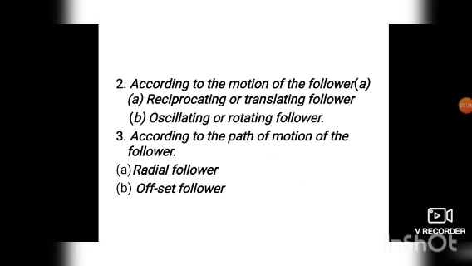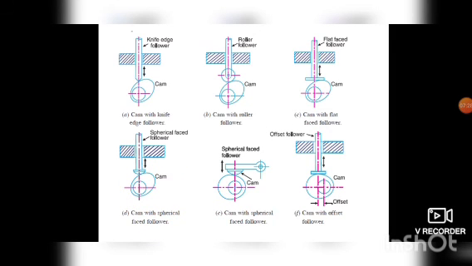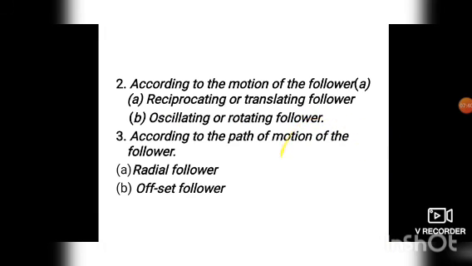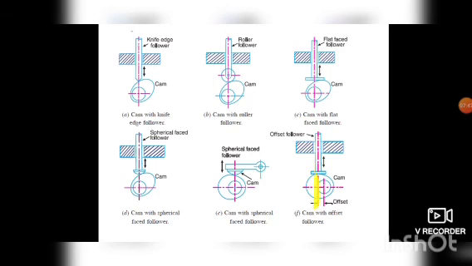And next one is the offset follower. When the motion of the follower is along an axis away from the axis of the cam center, it is called an offset follower. In figure F, we can see that the axis of the follower is here and the center of the cam is here, so it is offset, and this is known as an offset follower. So these are the classifications of the follower.